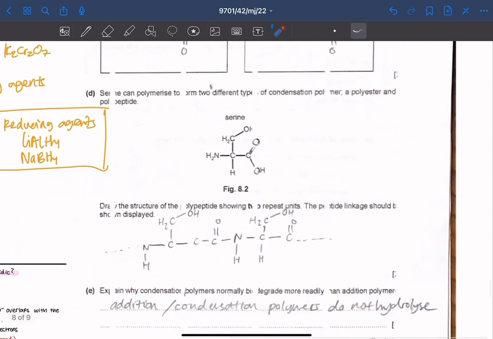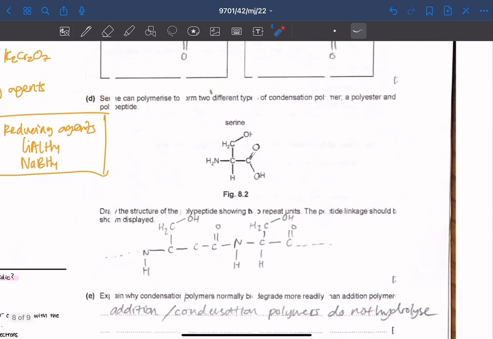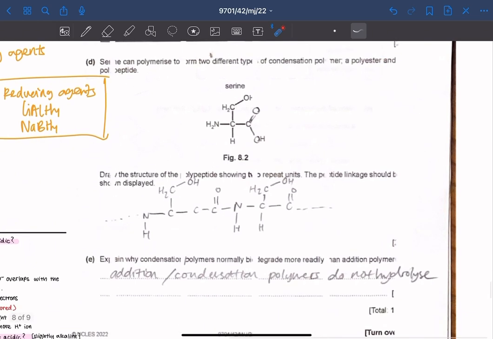Yes. Okay, D. Serine can polymerize to form two different types of condensation polymers, a polyester and a polypeptide. Draw the structure of the polypeptide showing two repeating units. So the peptide linkage should be displayed.